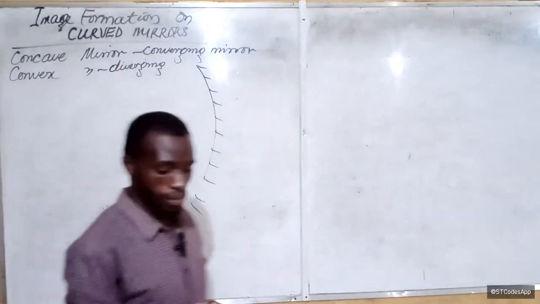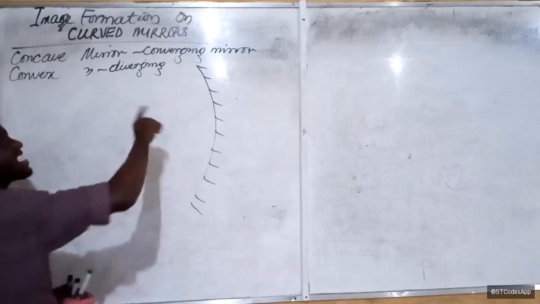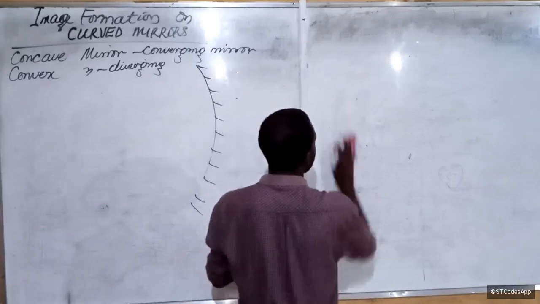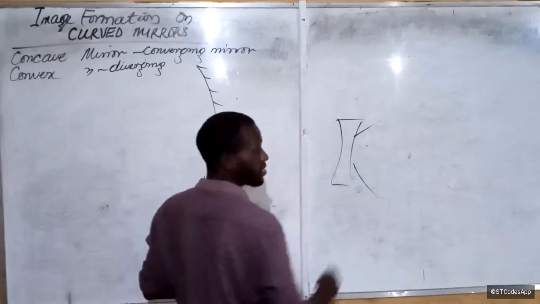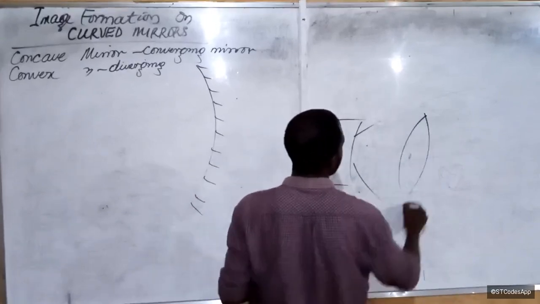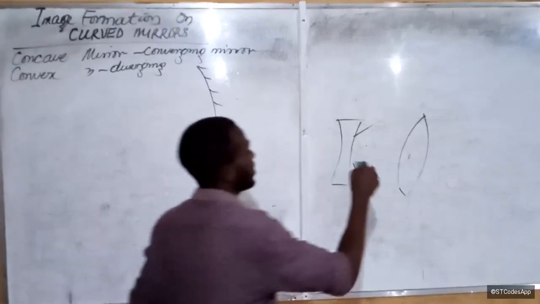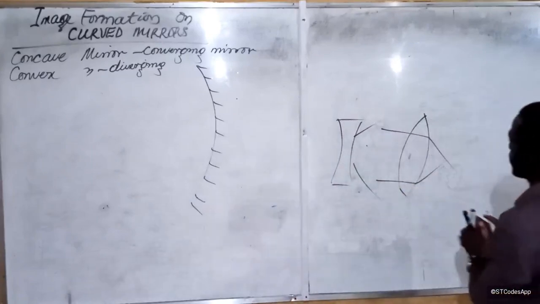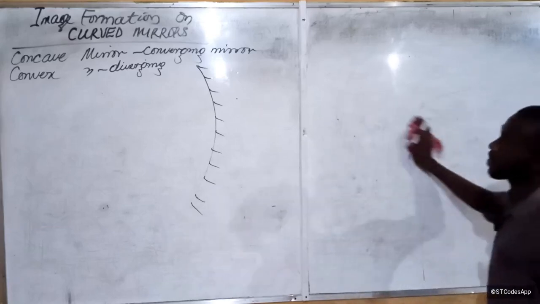And another thing is that for lenses, the concave lens will be the diverging lens. It's very simple. This is a concave lens, so it's going to be a diverging lens, while the convex lens will be a converging lens. Is that okay? It's going to converge. All right, so that is that for concave and convex lenses.